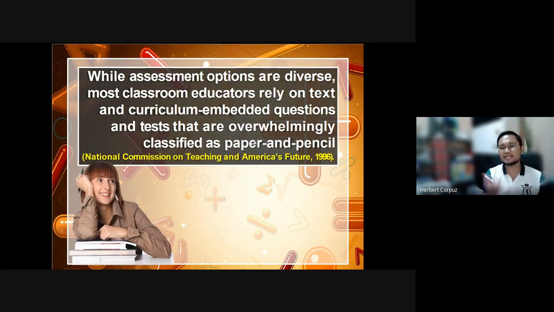So, halos sa mga teachers, do maraming klase ng assessment strategies. For example, performance-based tests, portfolio assessment, and other types of assessments. Okay, teachers would usually make use of paper and pencil tests. In St. Louis, we are doing that, di ba? We usually make use of paper and pencil tests.